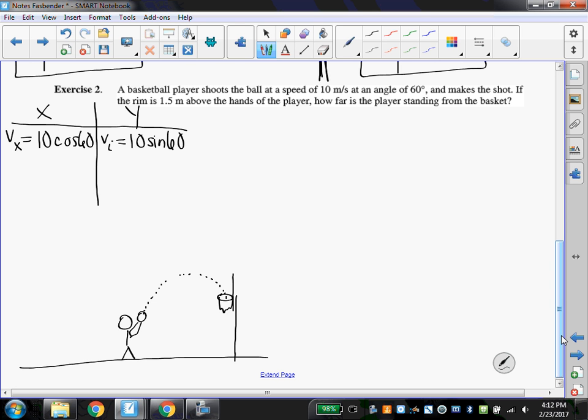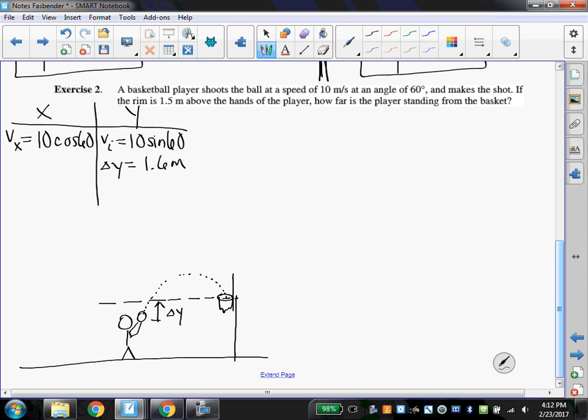The rim is 1.5 meters above the hands of the player. So if we kind of imagine where this rim is, then from the hands of the player to the rim will be our delta y. And since that is above where we started, that's going to be a positive delta y. So we'll have a positive 1.6 meters in right there.